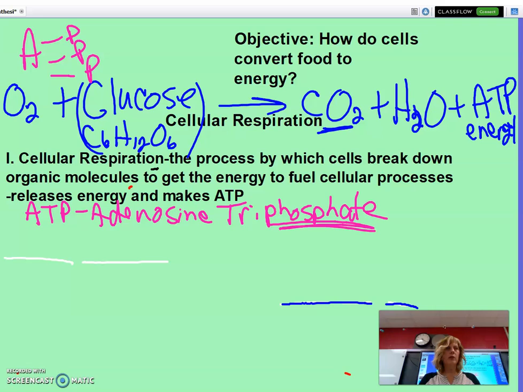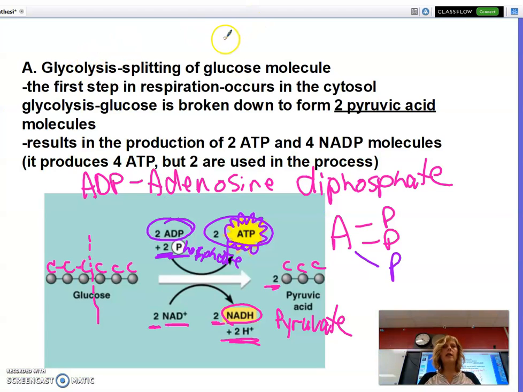We talked about what cellular respiration was, and we talked about that first step being glycolysis, or the splitting of that glucose molecule into two. Remember, glucose is a 6-carbon, so splitting glucose into two 3-carbon molecules in a process called glycolysis.